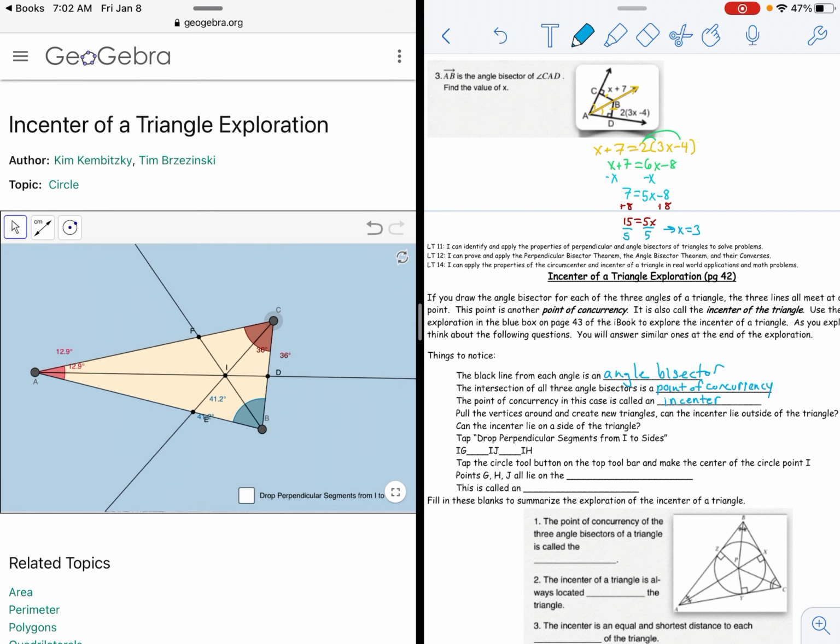All right, now we're gonna drop down these perpendicular segments from I to the sides. All these green segments right here are actually congruent, because remember, any point on the angle bisector is equidistant to the sides.